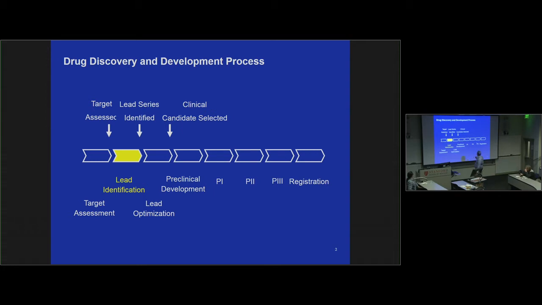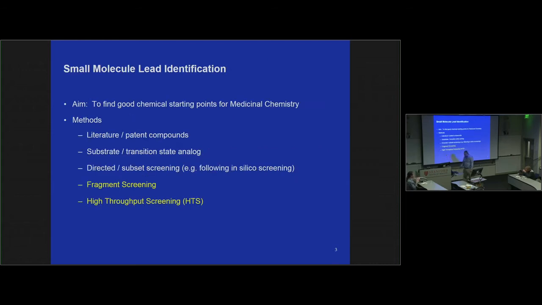Just to orient you where in the process we are, we're very early. There are a number of ways you can do lead identification, and we're going to just talk about two of those. The usual thing you hear about is people finding stuff in the literature. You can also modify substrates, or go for a transition state and make a transition state analog. And then what people often do is screen a drug library, trying to repurpose things, a subset screen.